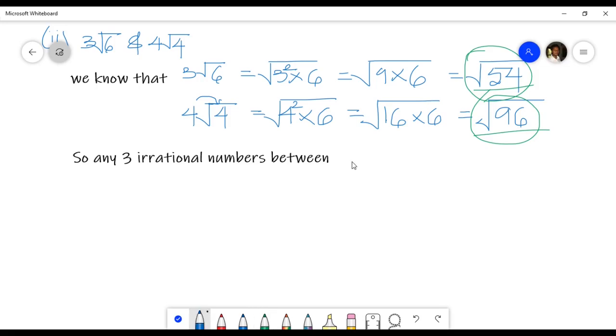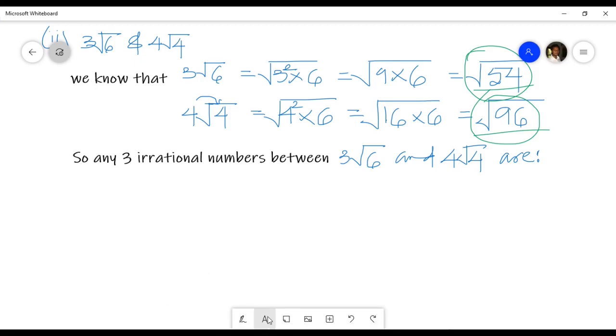So any three irrational numbers between 3 root 6 and 4 root 4. 3 root 6 we have found out as root 54, and 4 root 4 we have found out as root 96. So any three irrational numbers between these two terms will be numbers between root 54 and root 96.